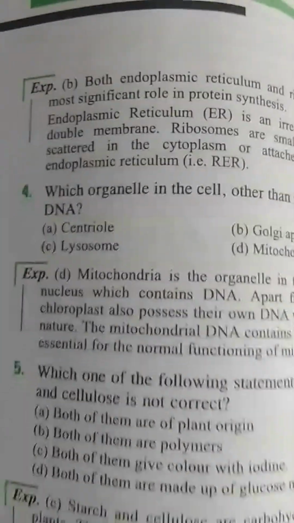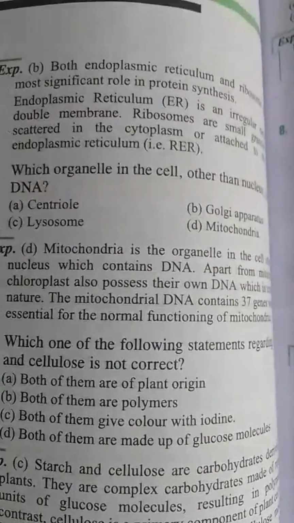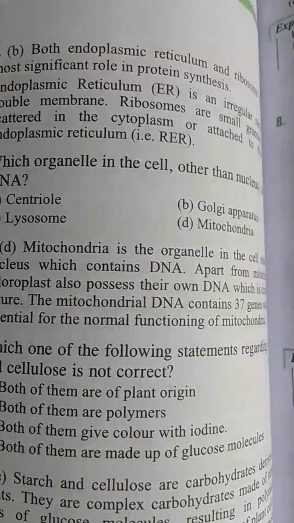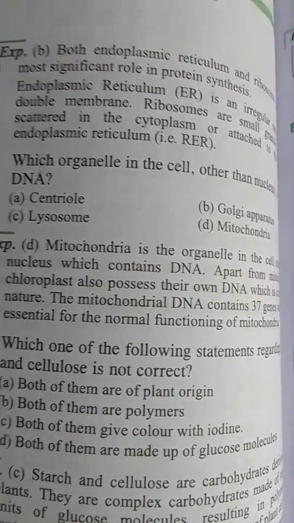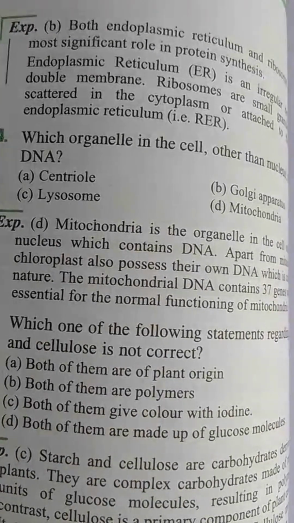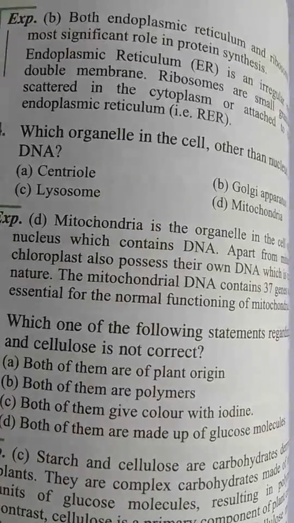Both the endoplasmic reticulum and the ribosome play the most significant role in protein synthesis. Endoplasmic reticulum is an irregular network of double membrane. Ribosomes are small granules either scattered in the cytoplasm or attached to the rough endoplasmic reticulum.